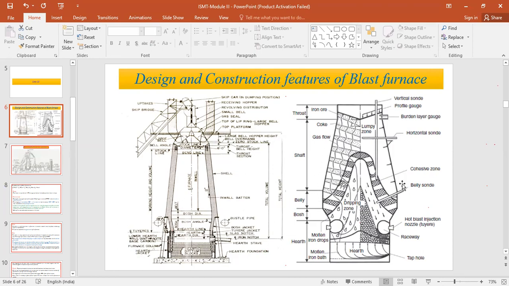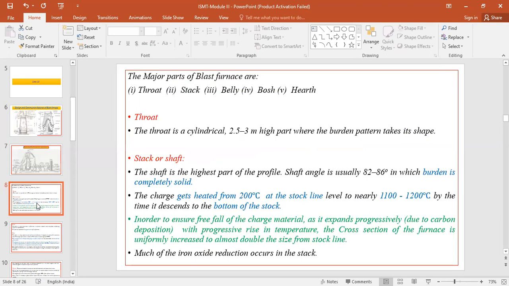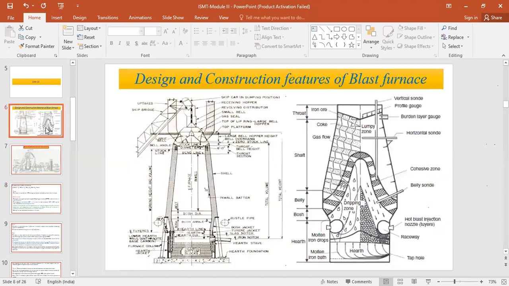This is the zone which occupies the maximum height of the blast furnace. So the shaft is the highest part of the profile, and the shaft angle is around 82 to 86 degrees, in which the burden is completely in solid state in the stack part. And the charge basically gets heated up from a temperature of around 200 degrees centigrade to a temperature of around 1000 to 1100 degrees centigrade. Because the off gases coming out from this blast furnace will have a temperature of around 200 to 250 degrees centigrade.